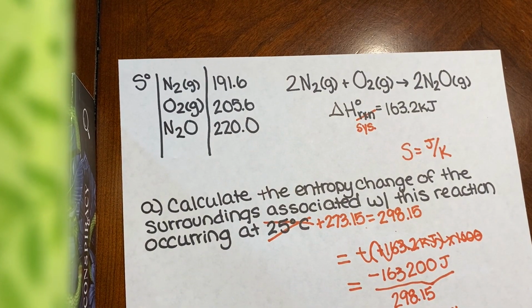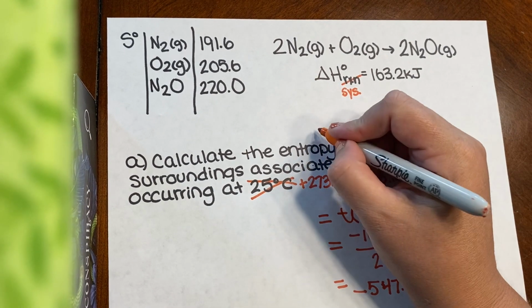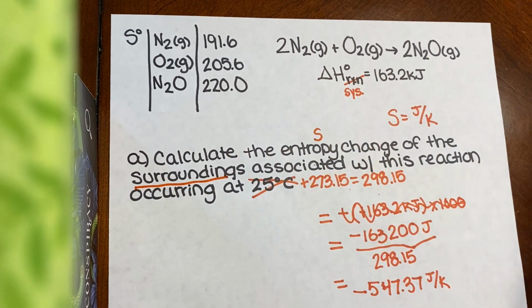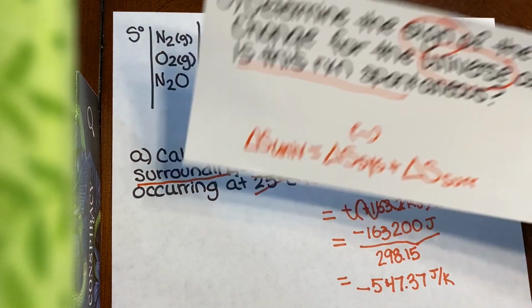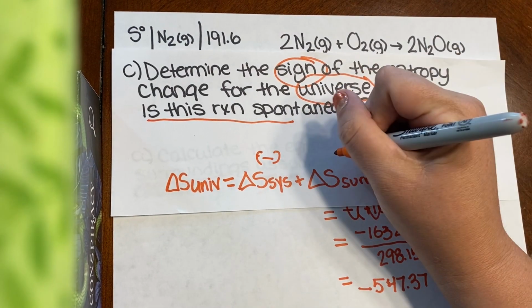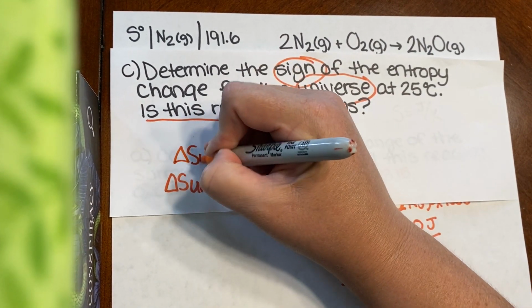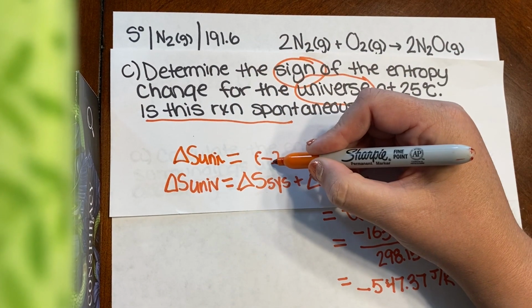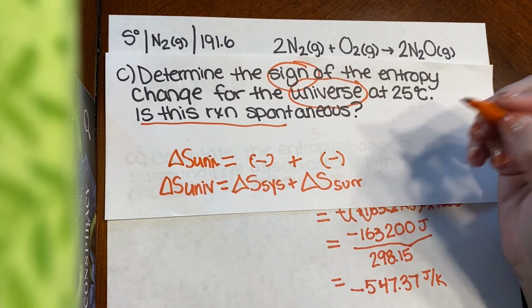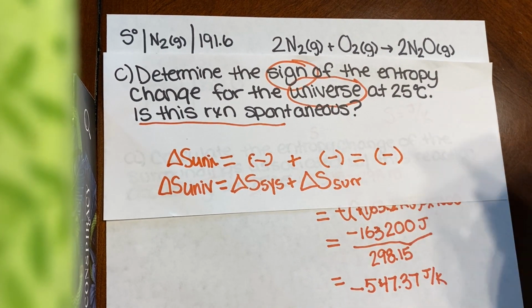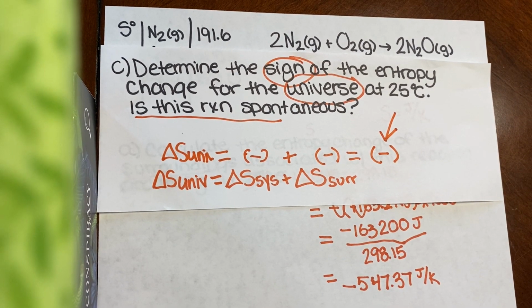Now, in part A, we calculated the entropy change, that's S, for the surroundings. And we determined that it was going to be negative. So delta S for the surroundings is also negative. So to calculate S of the universe, we add a negative plus a negative. And when we add two negative values together, we're going to get a negative. So this is the answer to part C.